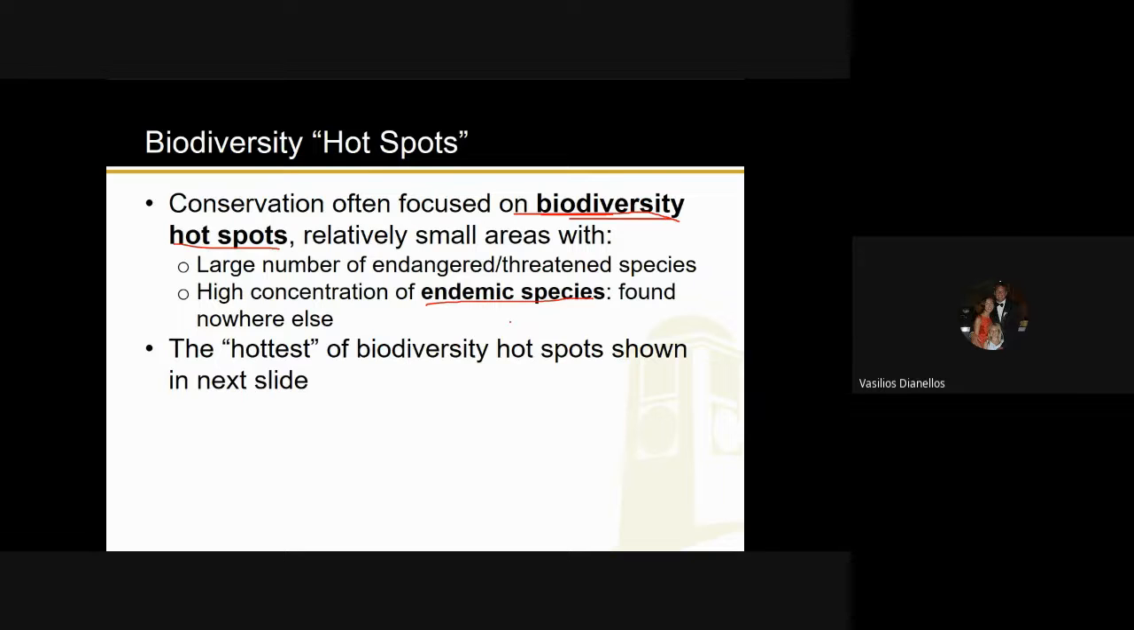So when you think about a biodiversity hotspot, it's a very fragile spot. Why is it fragile? Because it has species that you can find nowhere else, and it has a lot of endangered and threatened species.